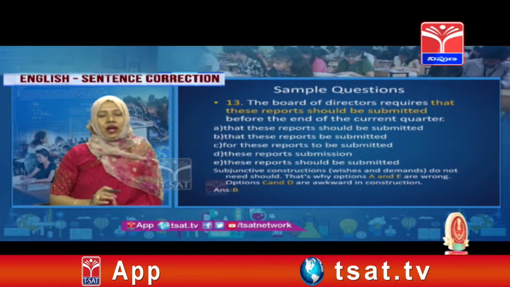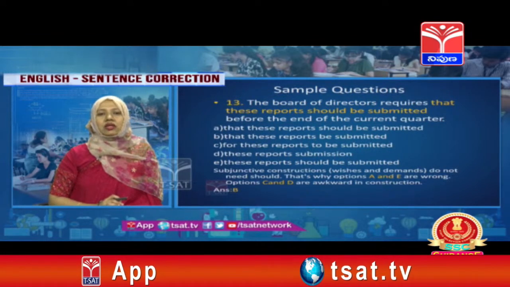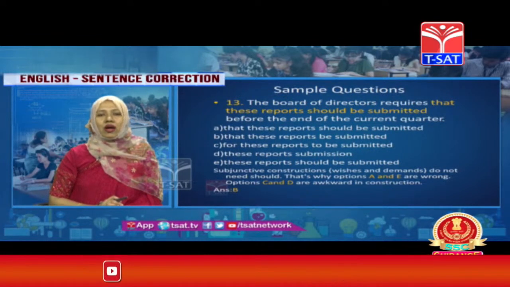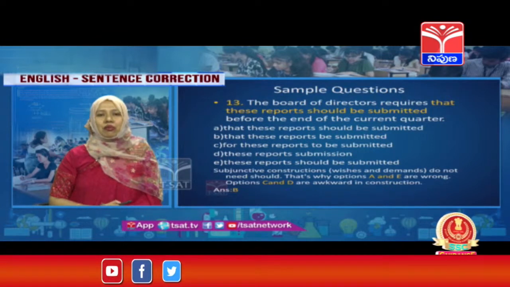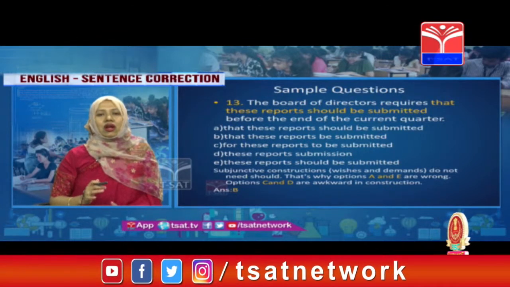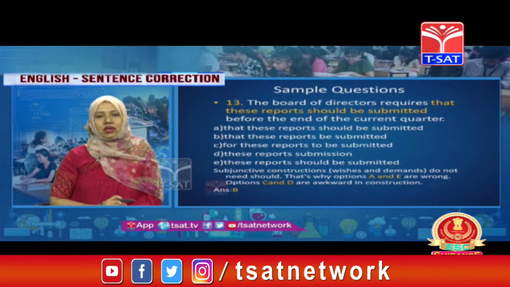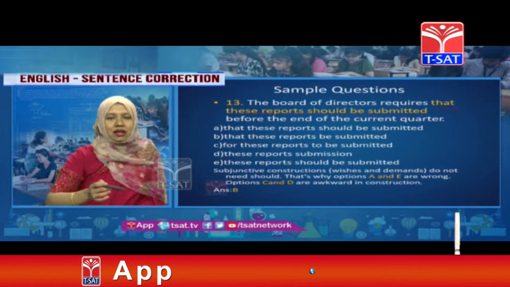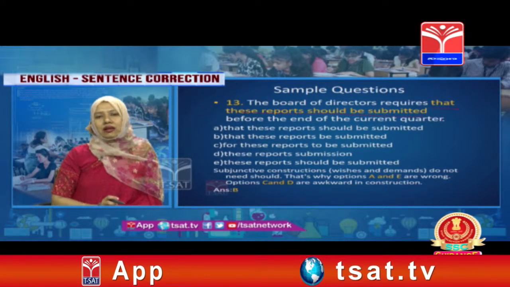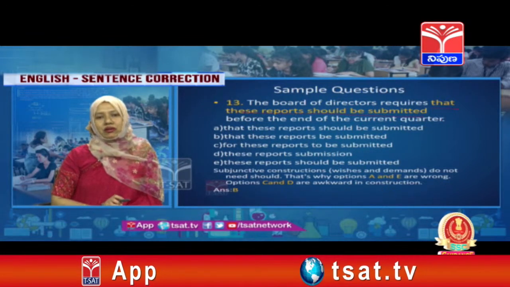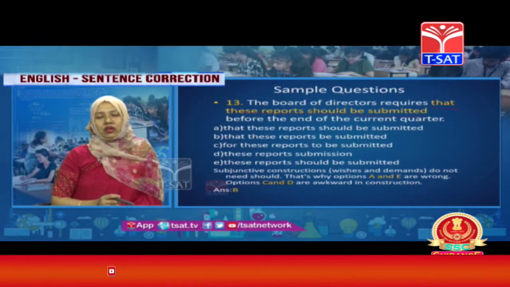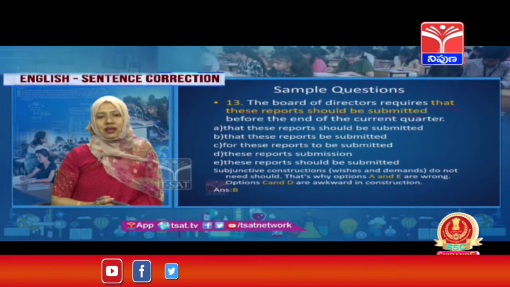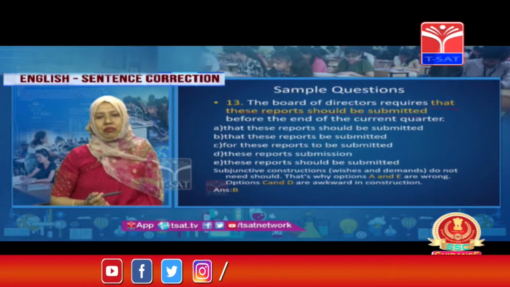Now, let us look at the next example. The board of directors requires that these reports should be submitted before the end of the current quarter. Now, there is a mistake in that these reports should be submitted. That these reports should be submitted before the end of the quarter. Now, what are the options given? That these reports should be submitted.